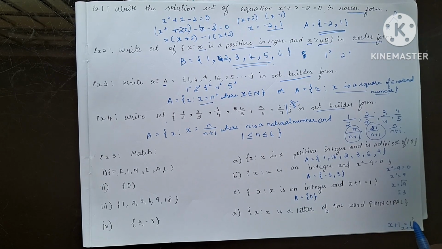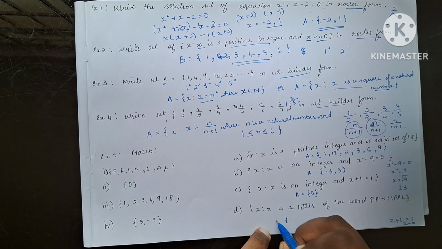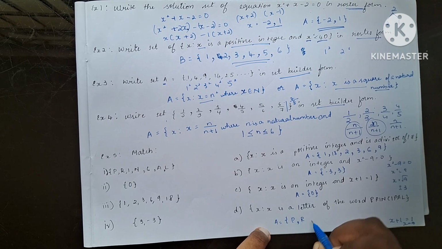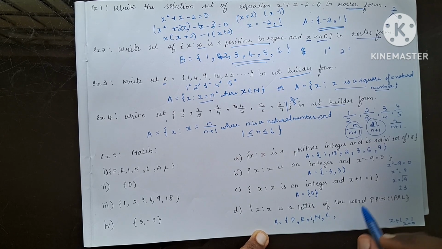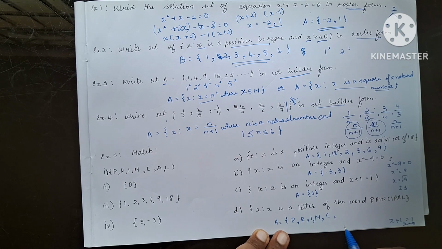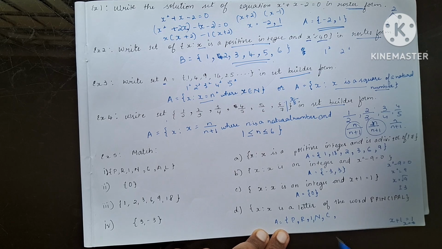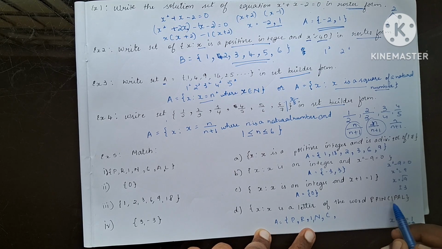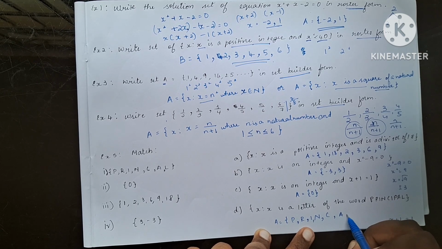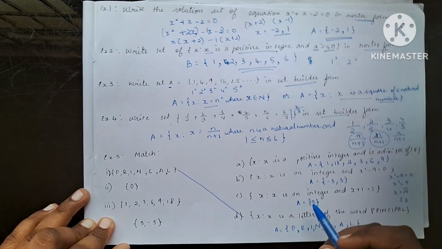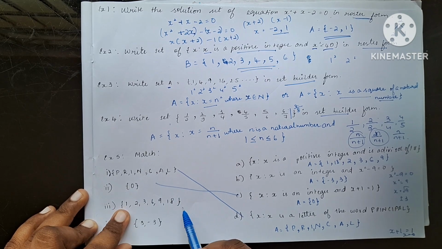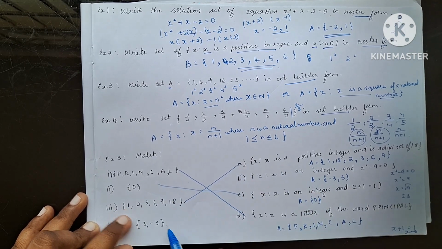Now, in the word principle, the letters would be P, R, I, N, C. Again we have I. We don't have to repeat the alphabets in a set. Even if you write it, it's not a problem, but it is more readable and understandable if you don't repeat things. So P, R, I, N, C, I is repeated, P is repeated, A, L. Now you can match them easily. This goes with this, then 0 is this set, then this one is matching with this one, and this one is this one.